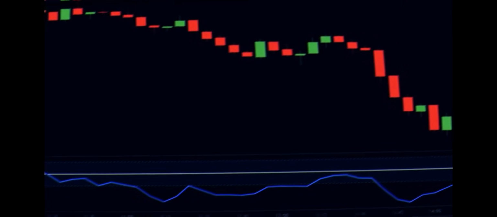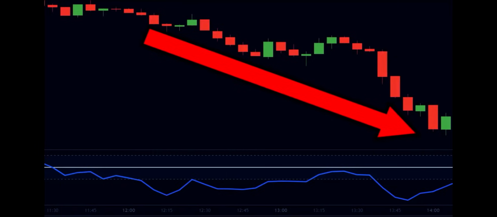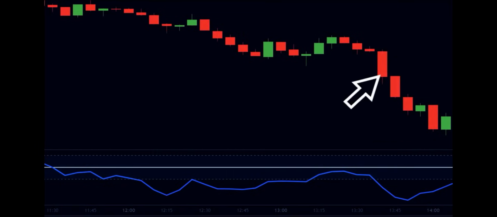Let's look at a bearish example. On this chart, we saw that the CCI was consistently trading below the zero line. This shows that the price is in a sustainable downtrend. Then on this candle, we see that the CCI line crosses below the minus 100 line. This is a good entry point for us to enter the downtrend. And as you can see, the price just exploded to the downside after this signal.